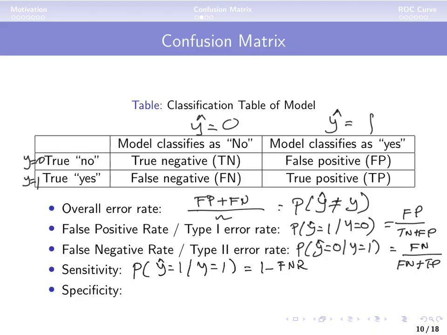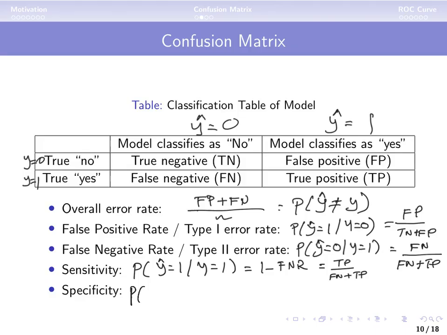So that's how we could write this, and this could be written as TP over false negative plus true positives, right? So again, this is saying out of all those that are truly yes, what proportion of these are correct? So the denominator again is FN plus TP, and the correct ones are the TP.